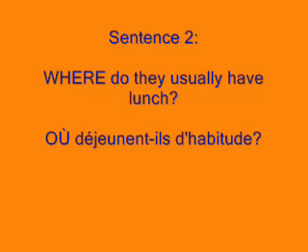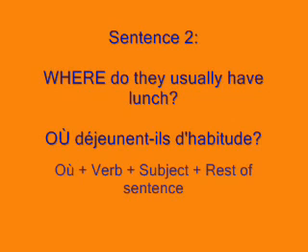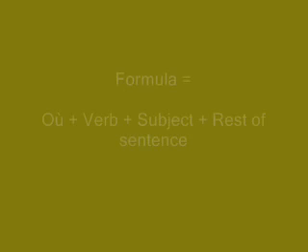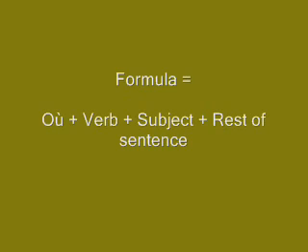Now, sentence number 2 will be: where do they usually have lunch? In French, où déjeunent-ils d'habitude? Here again, we have applied the same rule of inversion, where the verb déjeune, to have lunch, is employed first, then the subject il comes next. So we have this formula: où plus the verb déjeune and the subject il plus the rest of the sentence.